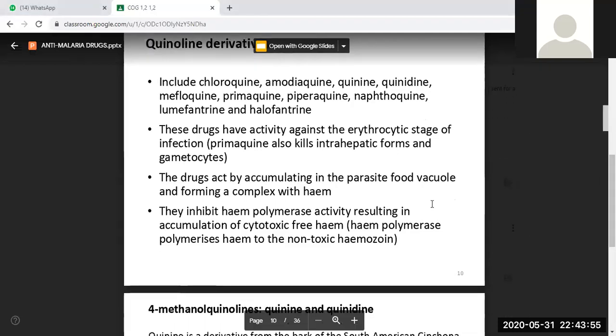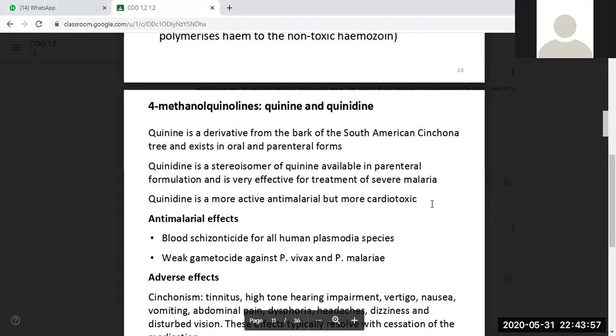Okay. Then we have the methanoquinolines, such as quinine and quinidine. Quinine is a derivative from the bark of a South American cinchona tree and exists in oral and parenteral forms. So this is basically where they synthesize this drug, quinine, from the cinchona tree.